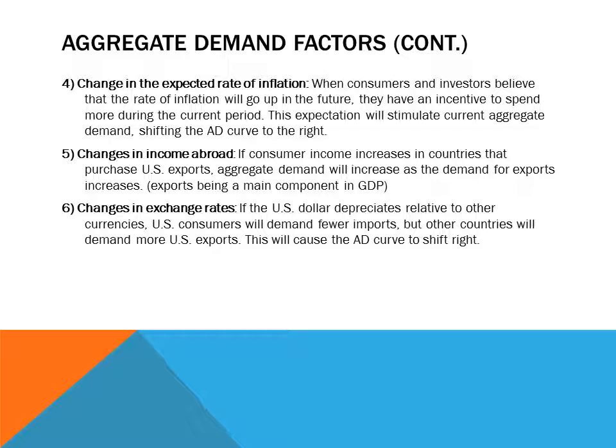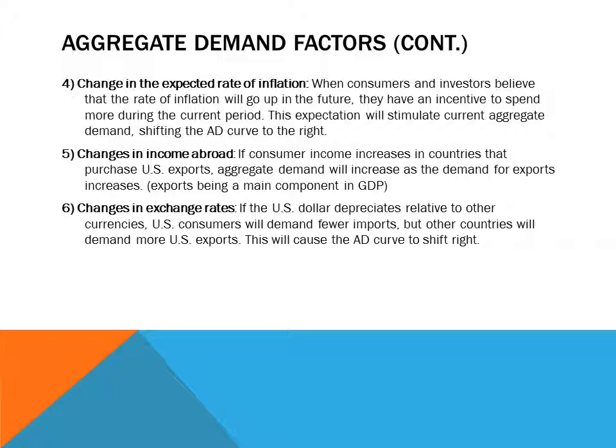Also, we could have changes in income abroad or income in other countries. So if consumer income increases in countries that purchase U.S. exports, that is, it only needs to affect our U.S. trading partners, aggregate demand will increase as the demand for our exports increases. And remember, exports is one of our main components in the GDP calculations under the expenditure approach.